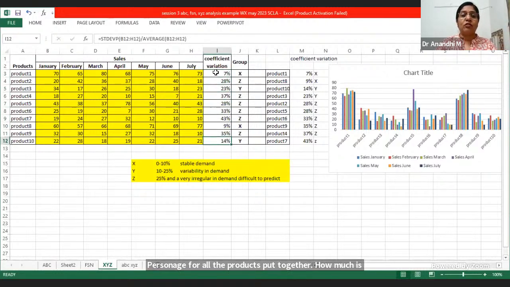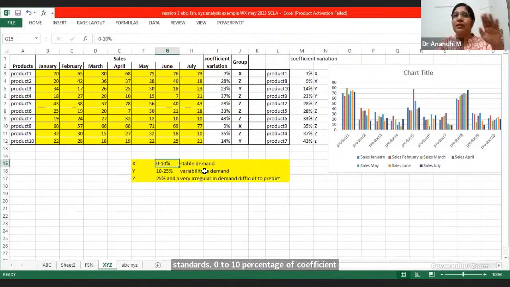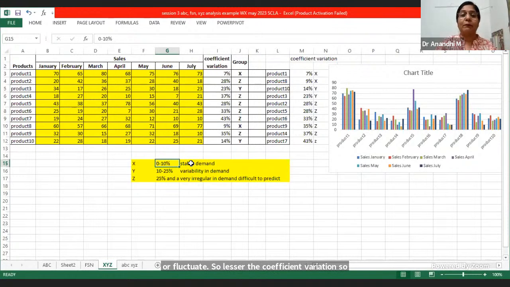Once you get this percentage, you again have the standards. 0 to 10 percent coefficient of variation, that is stable demand. Only 10 percent, the demand varies or fluctuates. So the lesser the coefficient of variation, you can understand that there is a stable demand. It is not going to drastically change.